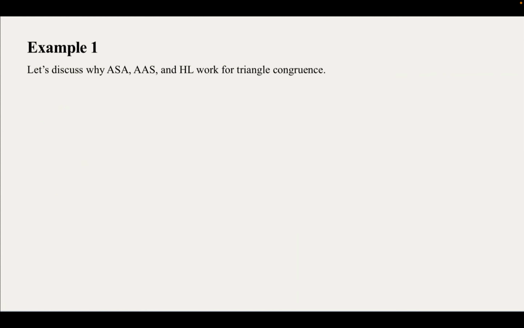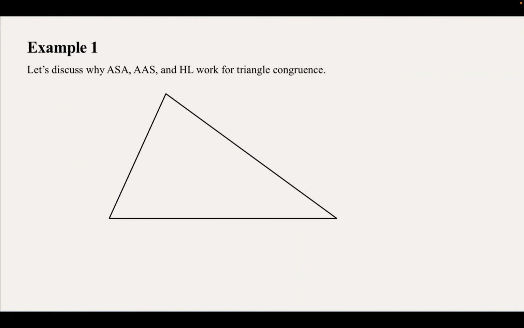Let's talk about why these even work. So I'm going to just start off by drawing a big triangle, and I'm going to make another one right on top of it. All right, let's start with ASA. To have ASA, I need an angle, a side, and another angle. If I have two triangles such that this matches up, what I want to do is try to see if I can manipulate this triangle so that these remain congruent, but the other ones change.